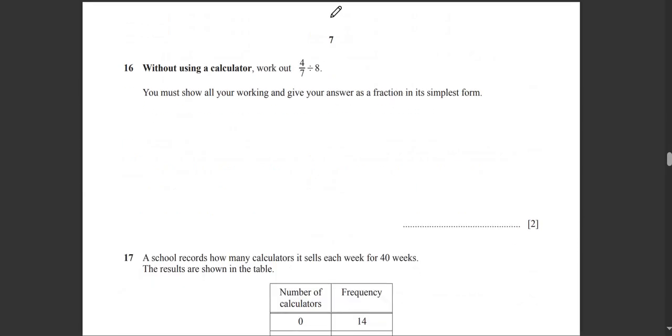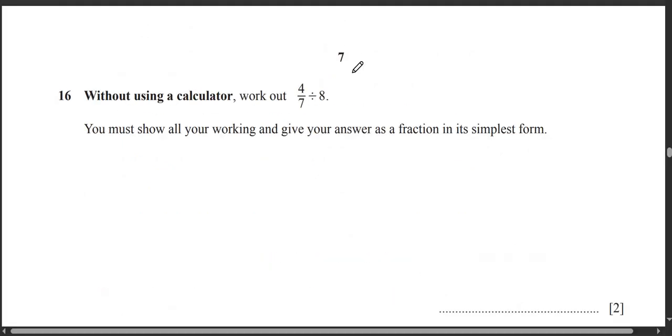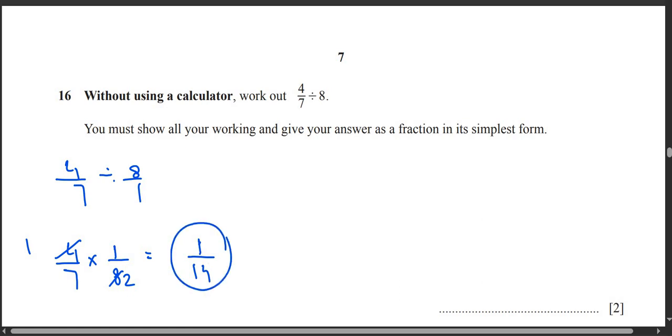Okay. Next question, it says, without using a calculator, find this. So this question means 4 upon 7 divided by 8 upon 1. So 4 upon 7, now you will multiply by 1 upon 8. Instead of doing this, you can also do this. Make your life easy. Just do this. 4 ones are 4, 4 twos are 8. So this becomes 1 upon 14.